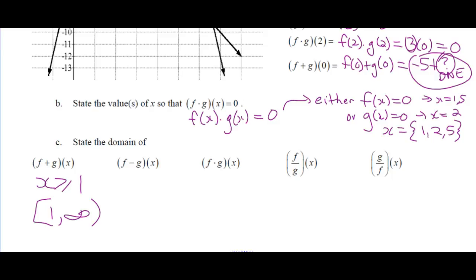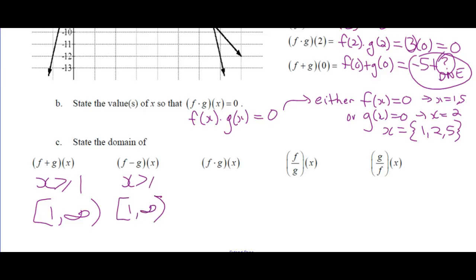F minus g of x, what's that domain? Greater than or equal to 1 is the exact same thing, right? Just as long as it's defined. If I'm adding or subtracting, as long as there is a value for f of x or g of x, then you can do it. So x greater than or equal to 1.